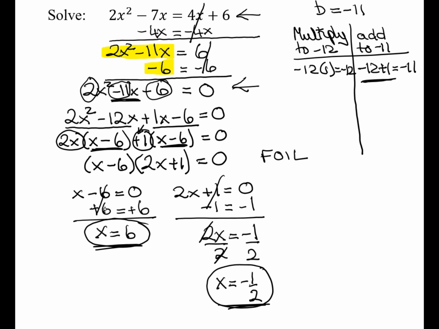And if this was a problem on the test, I suggest you plug each solution into the original equation you were given. So you'd plug x equals 6 into the original equation, see if you land up with a true statement. Then you'd plug x equals negative 1/2 in, and again see if you got a true statement.